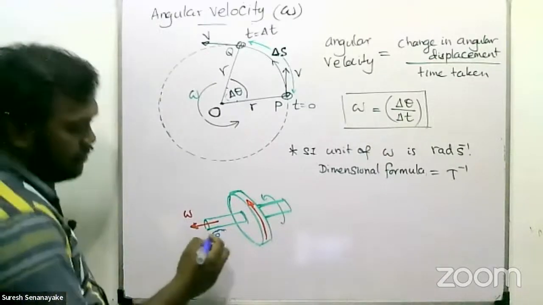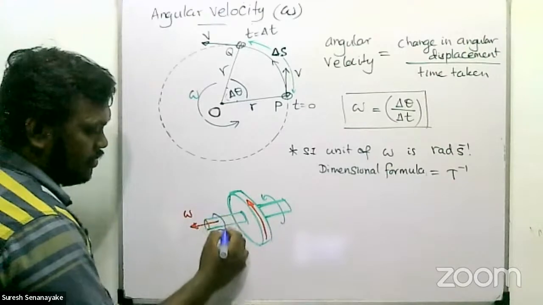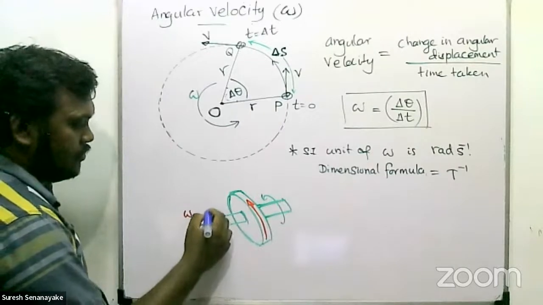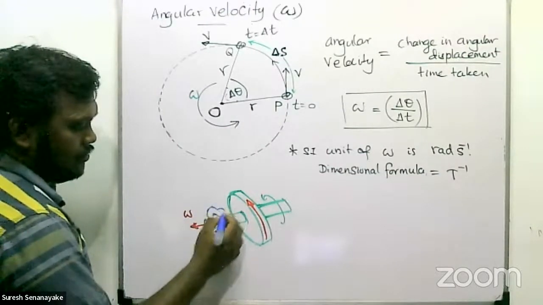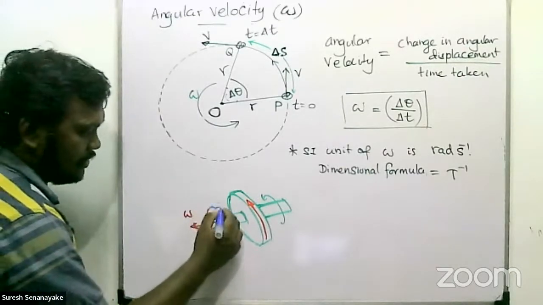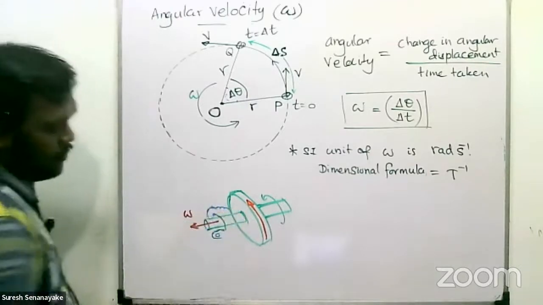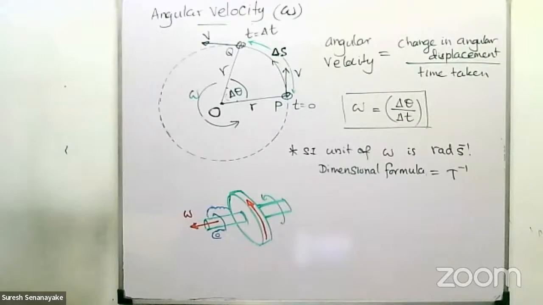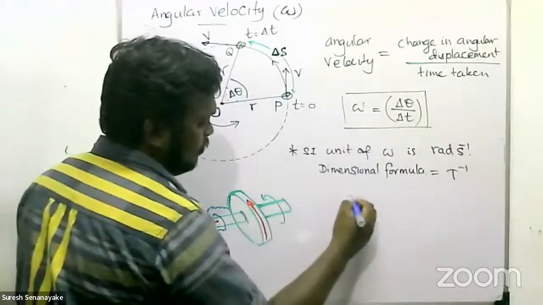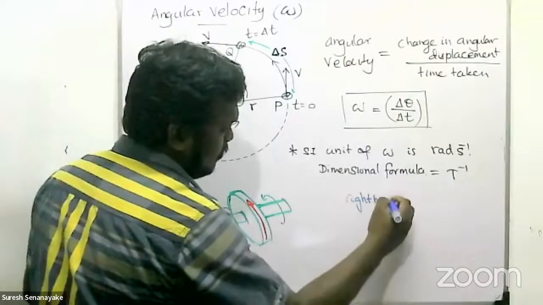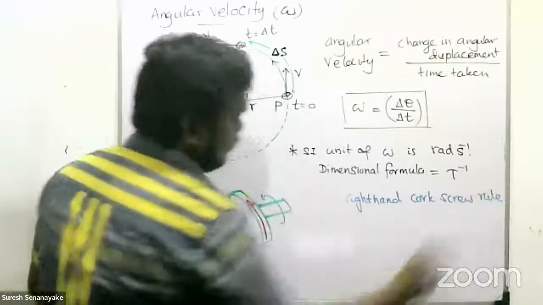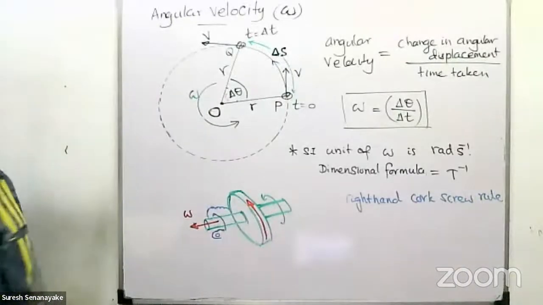Angular velocity is a vector quantity, and its direction is given by the right hand cork screw rule.